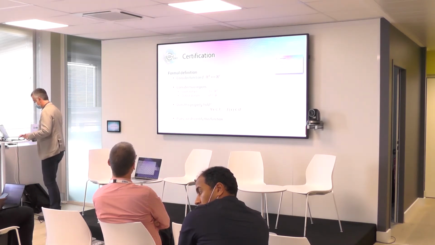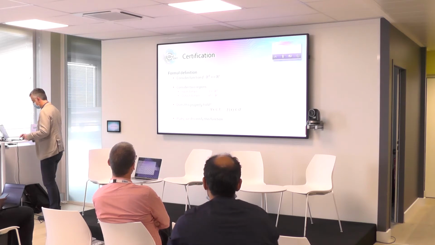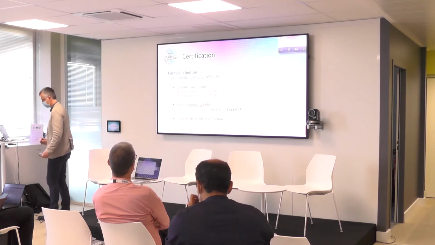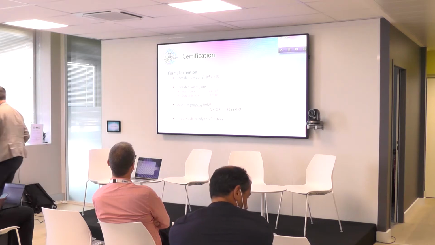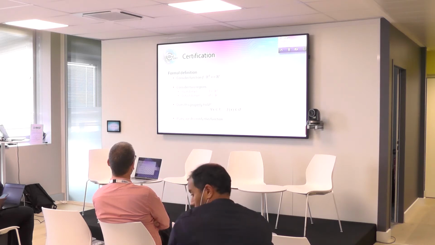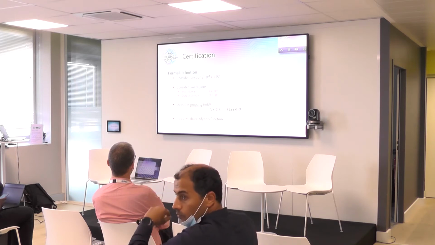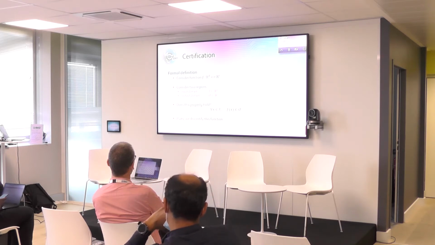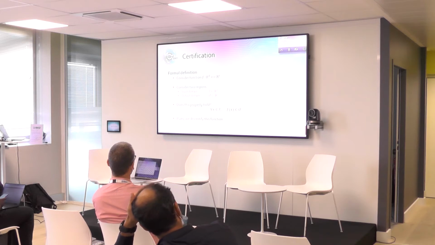Certification can be defined as this. I have my neural network F. I define an input domain, which is a region inside the input space. I define an output domain, which is a region in the output space. And then I define a property. I would like to know whether for any input data inside this input domain, the neural network is producing a result which is inside this output domain. And if it does, then we certify this function.